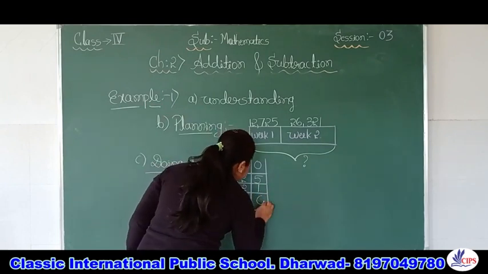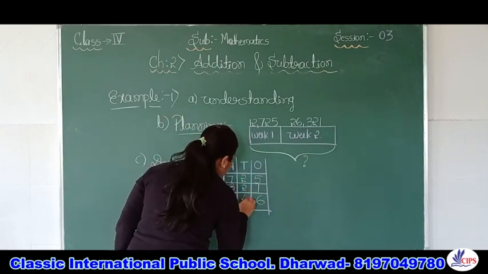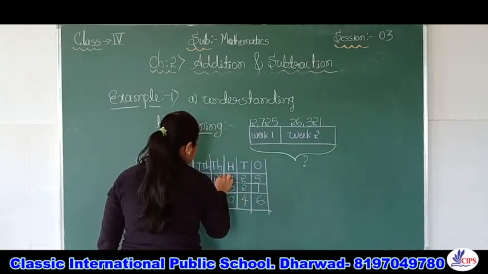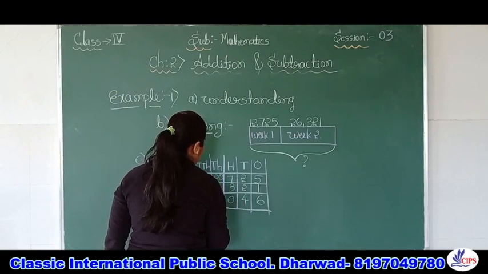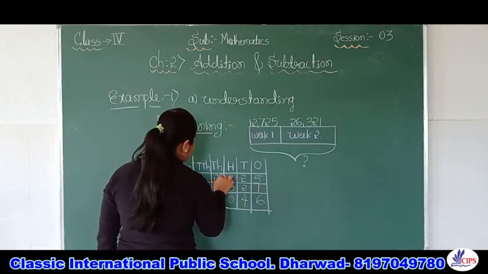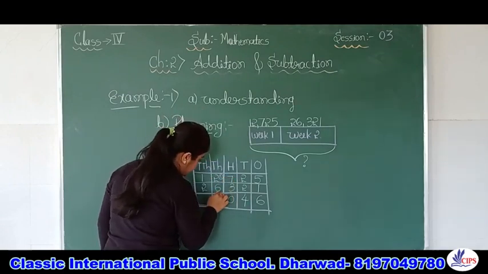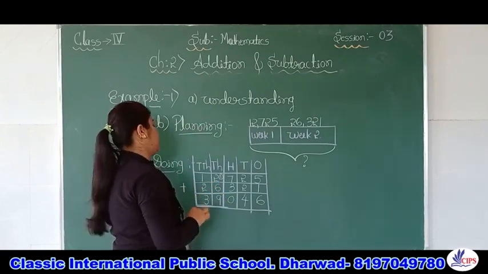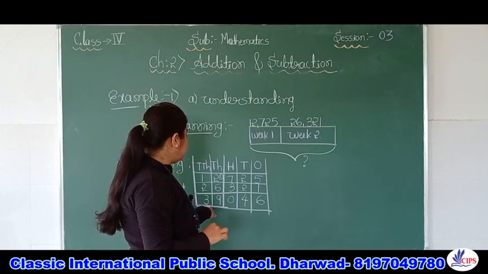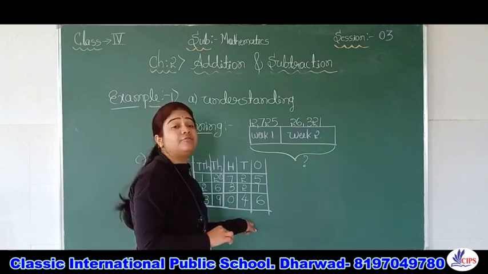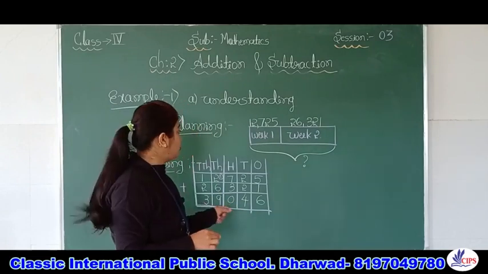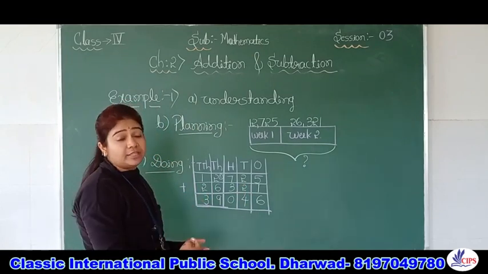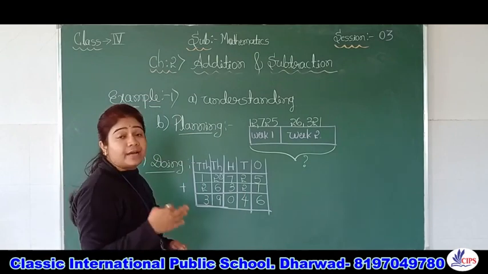5 plus 1, 6. 2 plus 2, 4. 7 plus 3, yes, 10. So, carry over. 2 plus 1, 3. 3 plus 6, it is 9. 2 plus 1, 3. So, the answer is 39,046. So, this is what we are following, step by step. We are solving the sum step by step.